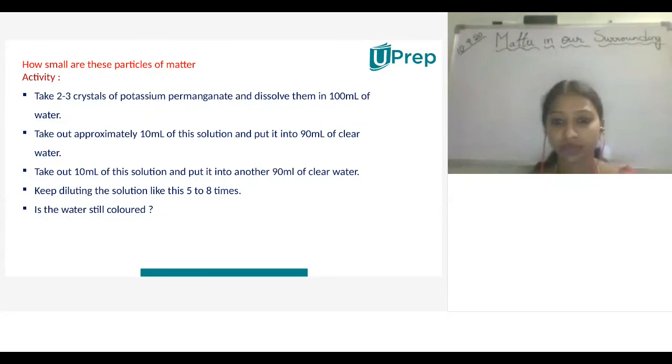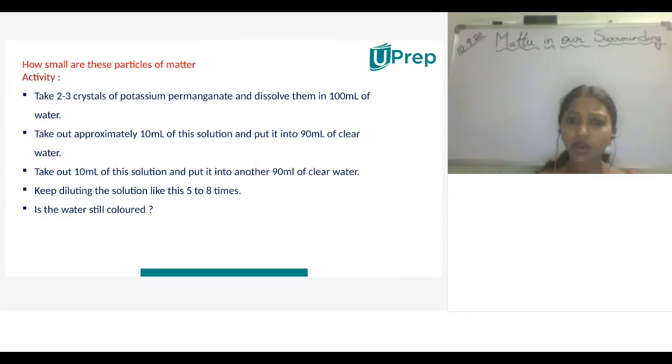We have taken potassium permanganate. The formula of potassium permanganate is KMnO4. What is the color of potassium permanganate? This you have to know. You should know the color of the compounds. The color of potassium permanganate is pink or magenta. When we dilute it, it appears purple.